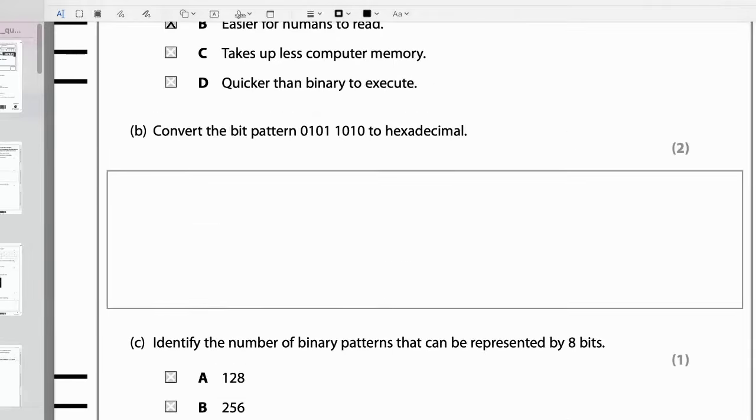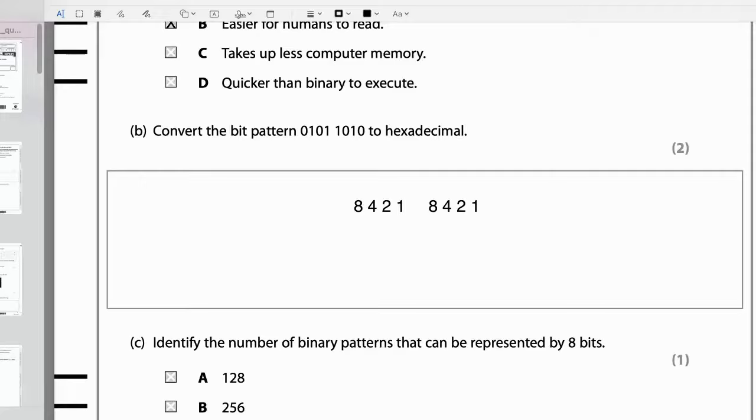B. Convert the bit pattern 01011010 to hexadecimal. Now, when given a question like this, which is 2 marks, what you need to do is remember that you've got 2 4-bit nibbles there. 0101 is a 4-bit nibble, 1010 is a 4-bit nibble. Now, you can write this down. What I'm just going to do is quickly talk you through this.